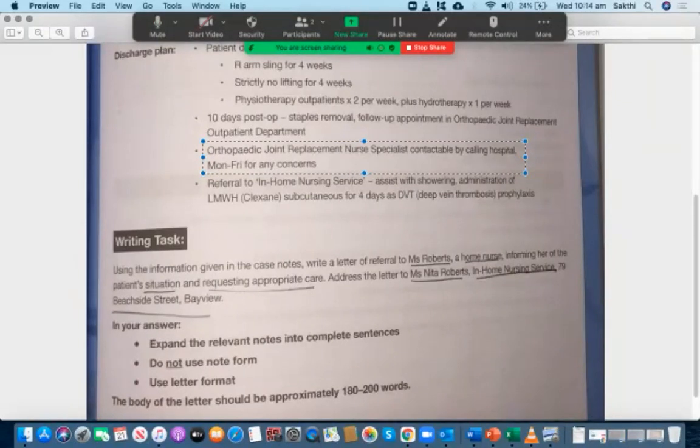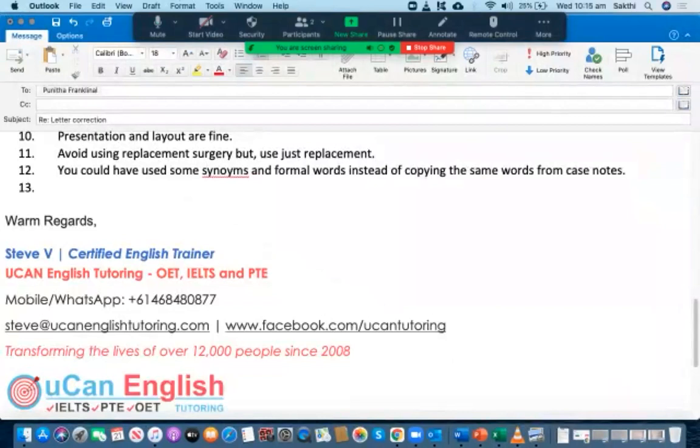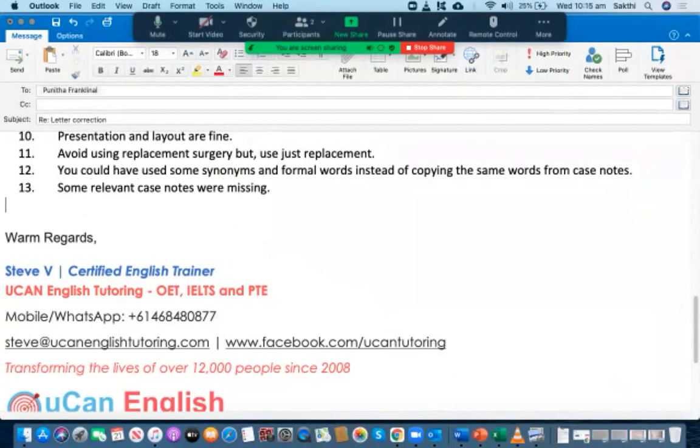All right, but apart from that, it's all good. I'm happy with your letter. Some of the case notes were not included, okay? At least 2 to 3. Yes, some relevant case notes were missing. So that's not good.